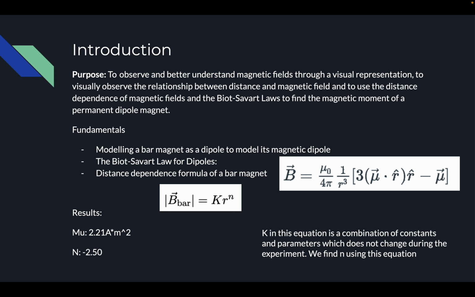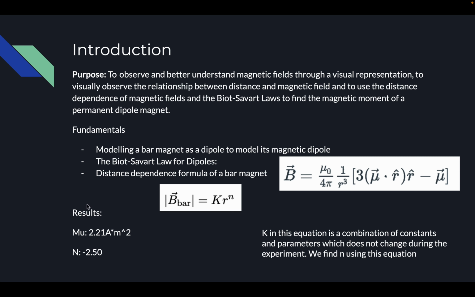The fundamentals I used were modeling a bar magnet as a dipole to model its magnetic dipole, and the Biot-Savart law for dipoles, which is given to the right over here, and then the distance dependence formula of a bar magnet. Note that k in this equation is a combination of constants and parameters which does not change during the experiment. We seek n using this equation.